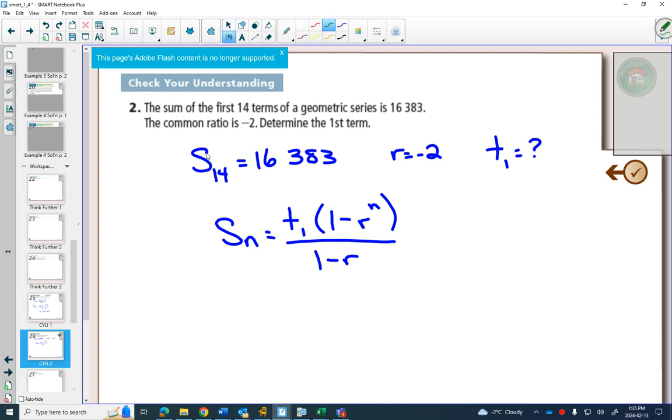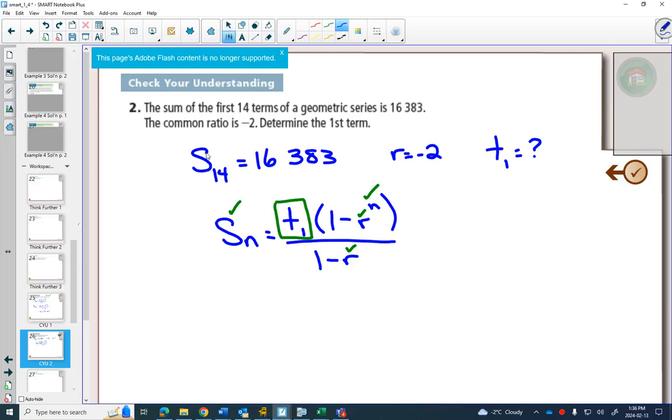In order to solve for term 1, we would have to be able to plug in everything else. So we know sum of 14. So when n is 14, we know the sum of 14. And we know the r value. So just doing a quick check mark, I know all of the other variables except for the term 1. This allows me to solve. Now I can just plug in the numbers.